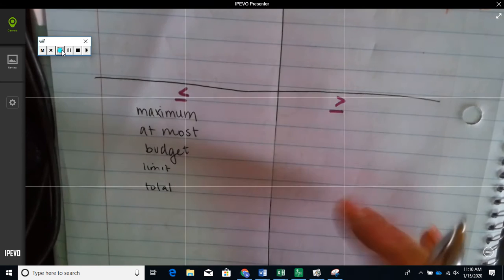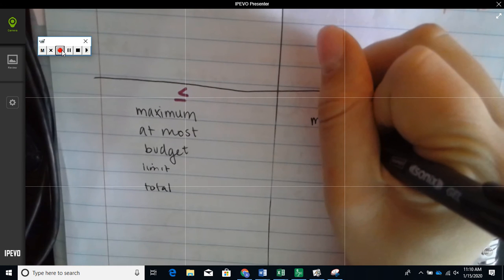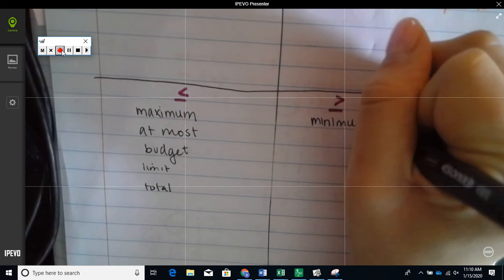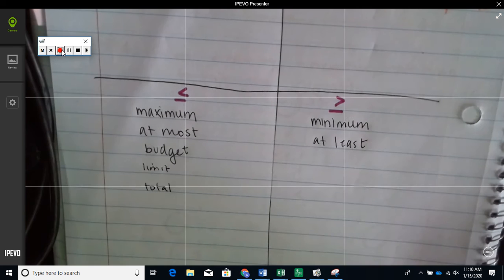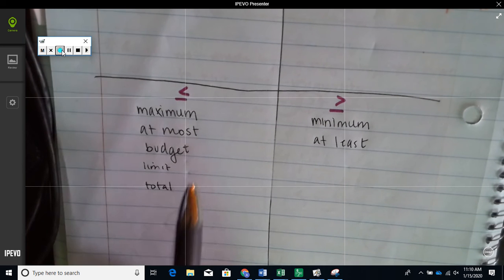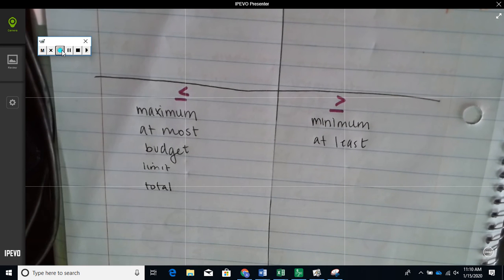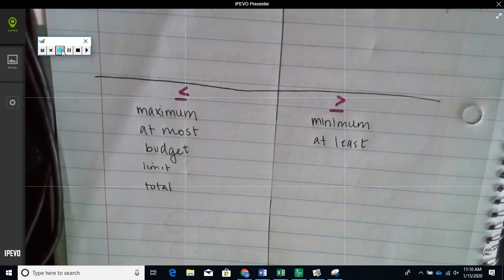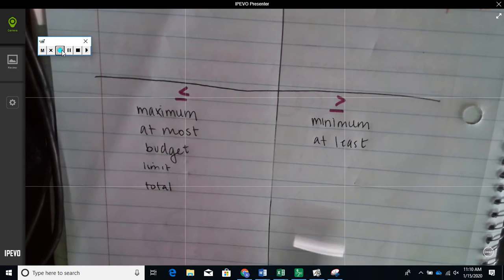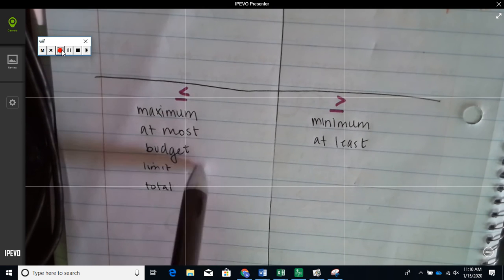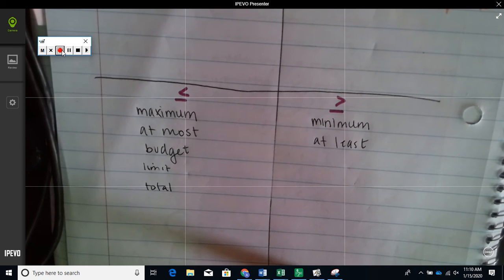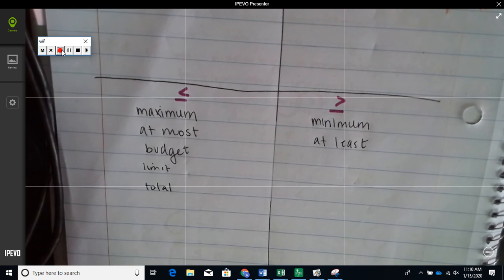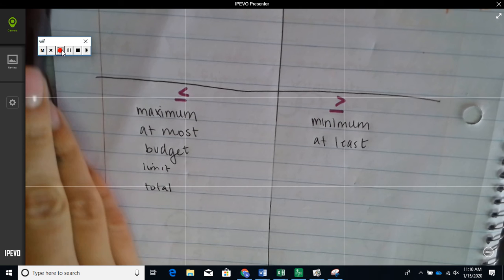The greater than or equal to, you would think it's the opposite. Minimum, at least. That means you have to spend more than. When you've got a limit, a budget, a total amount of money, you have to stay under that amount. Less than. Remember, what makes these different is that these can be equal to. That's the sense that I was talking about. You're going to have to think through a problem and figure out which one it's going to be.